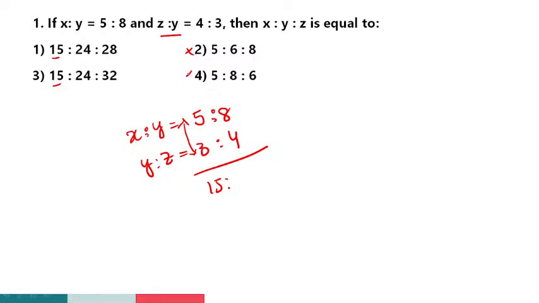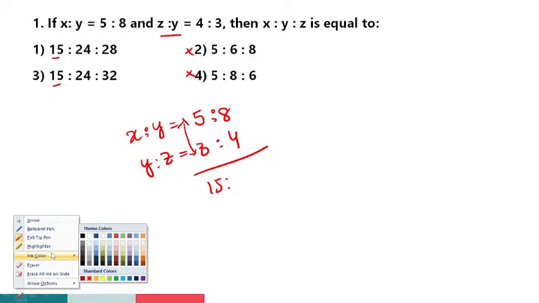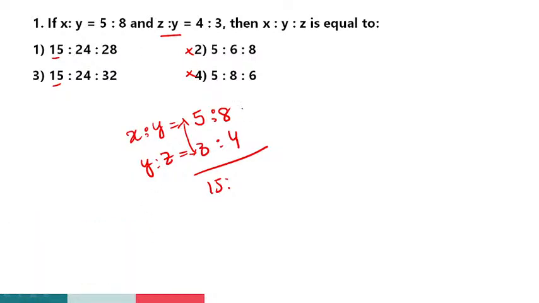That's why option 2 and option 4 are eliminated. And coming to find out the z value, multiply right hand side numbers. 8 fours are 32. Go through option verification. Only option 3 is 32, guys. That's why option 3 is the right answer. The y value, if you want, you can find out, no issue. 8 threes are 24. The answer is 15 is to 24 is to 32. Clear, all of you?